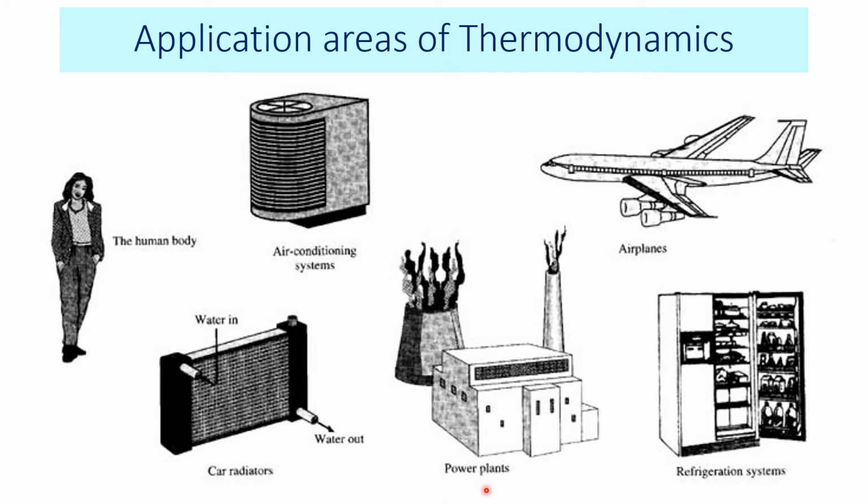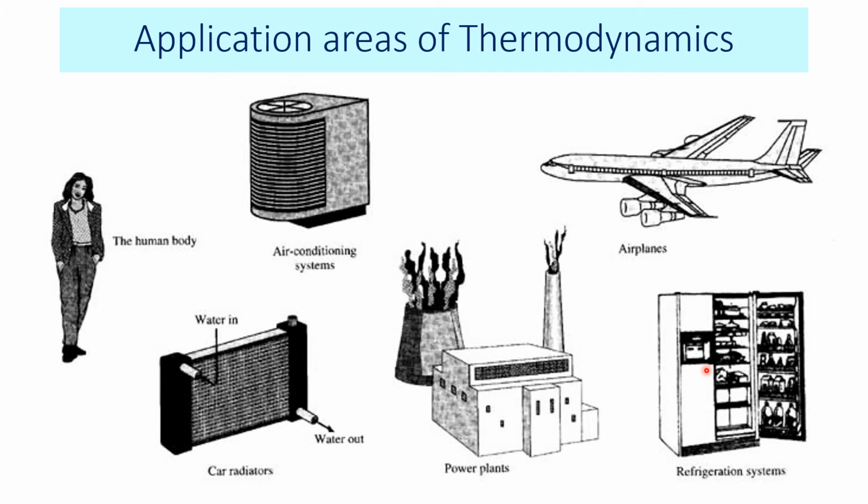Even in the power plants, you can see in the car radiators also. So cold water is entering in, hot water is coming out, there again energy conversion takes place. Power plants, where we are going to generate the steam, we are going to utilize that heat energy to convert power. Refrigeration systems, where the heat energy is entering from the low temperature system to the high temperature system.